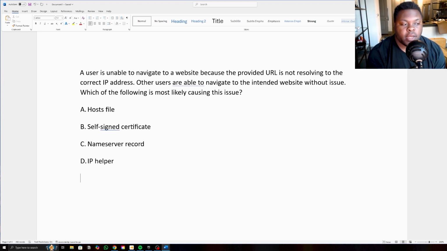So the only one that could cause issues with DNS would be a host file. If the IP is mapped to the wrong host name, this could lead to some navigation issues. So the best answer choice here would be A, host file. And I believe that is our last question.